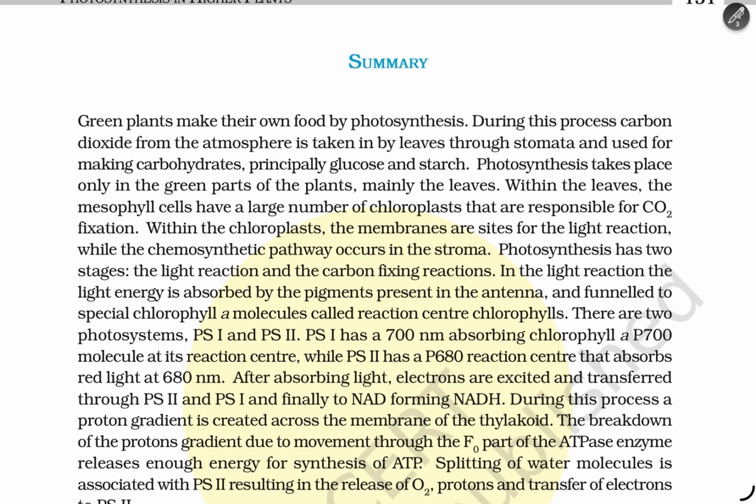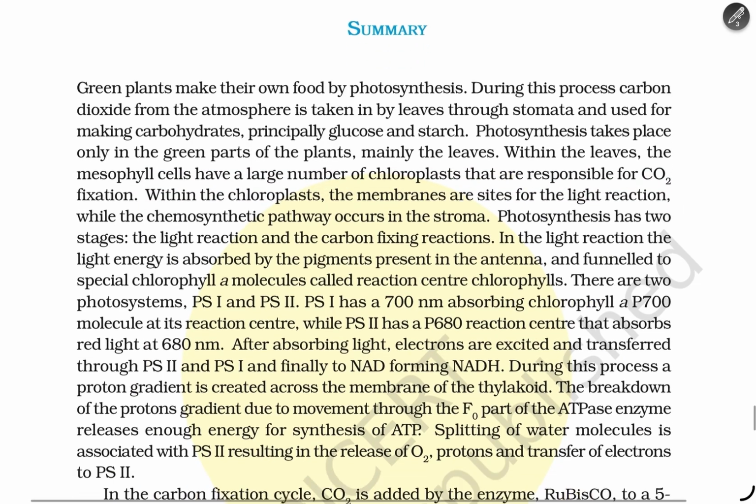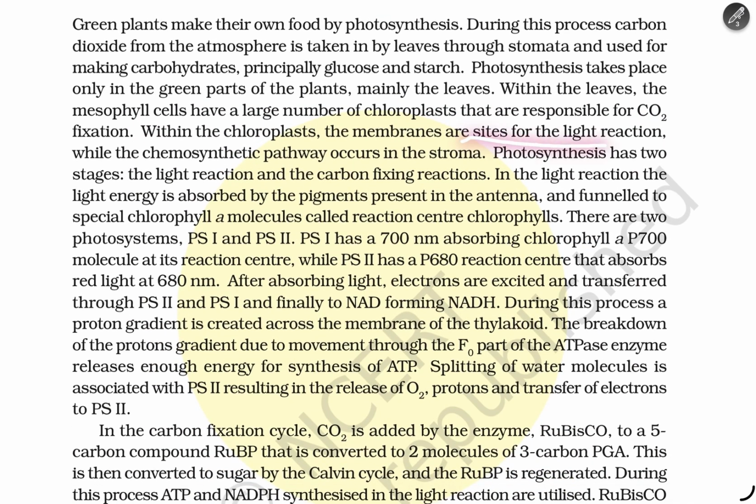Summary: green plants make their own food by photosynthesis. During the process, carbon dioxide from the atmosphere is taken in by the leaves through the stomata and used for making carbohydrates, principally glucose and starch. Photosynthesis takes place only in the green parts of the plant, mainly in the leaves. Within the leaves, the mesophyll cells have a large number of chloroplasts and are responsible for carbon dioxide fixation. The chloroplasts are the membranous sites of the light reactions, while the carbon fixation pathway occurs in the stroma.